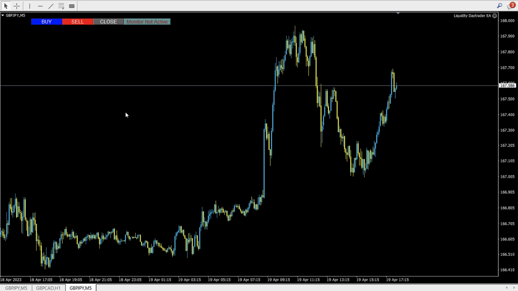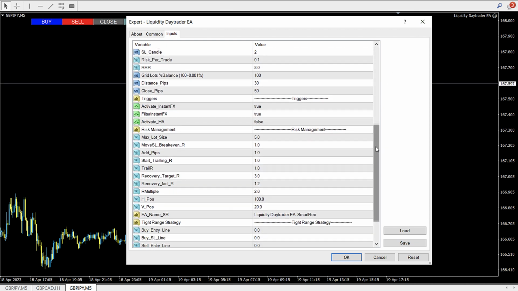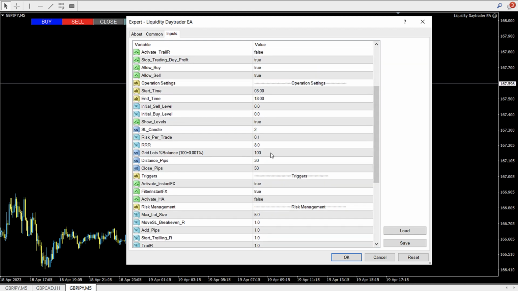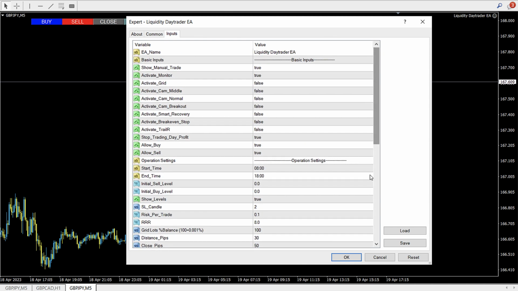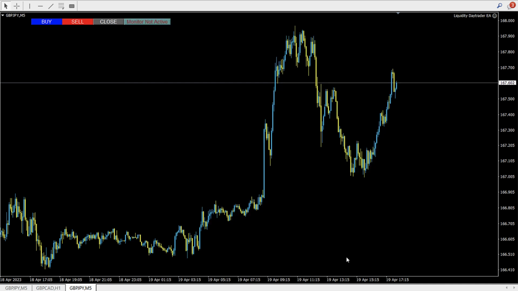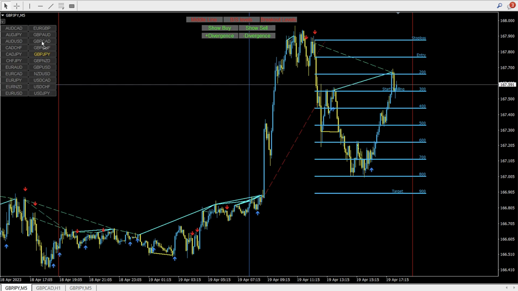Another feature that might be interesting for a lot of traders, if you don't like to use stop losses, is the grid. We have a grid function where you can put in the parameters for the grid that you like: the risk, the lot size, the distance between every order, and the total. Like here we have 50 pips, so when the total of the grid reaches 50 pips, it will just close it. So this is how you can use it. Grids are usually good strategies for trading markets in trading ranges.